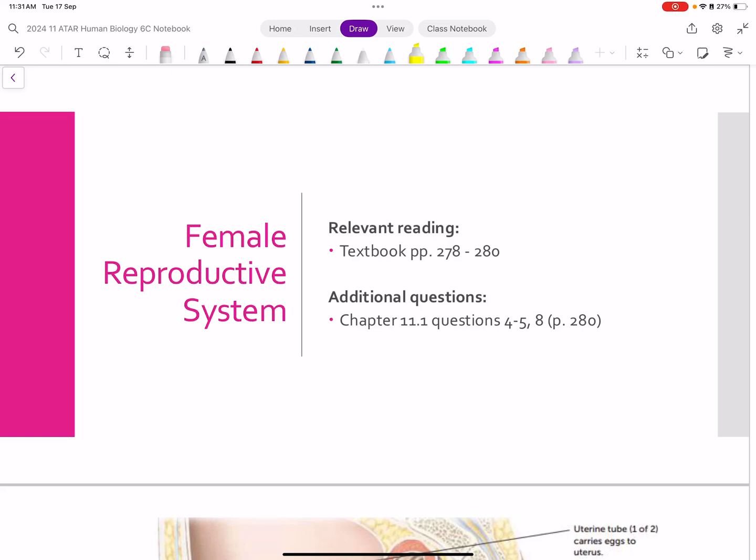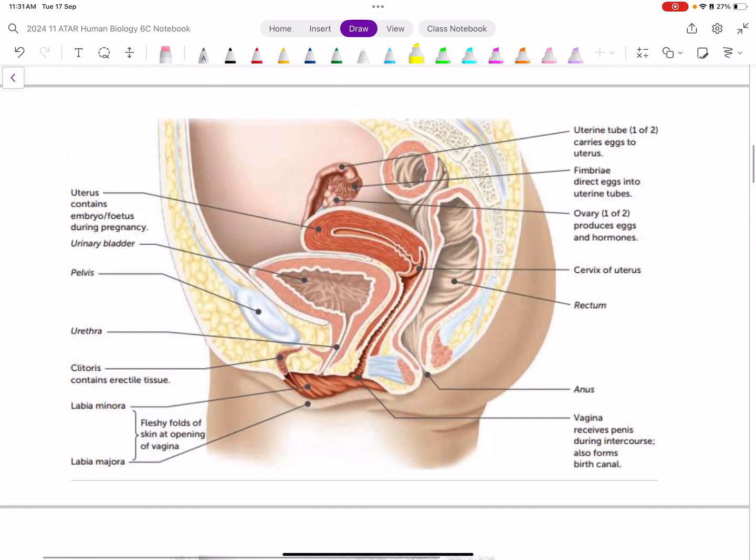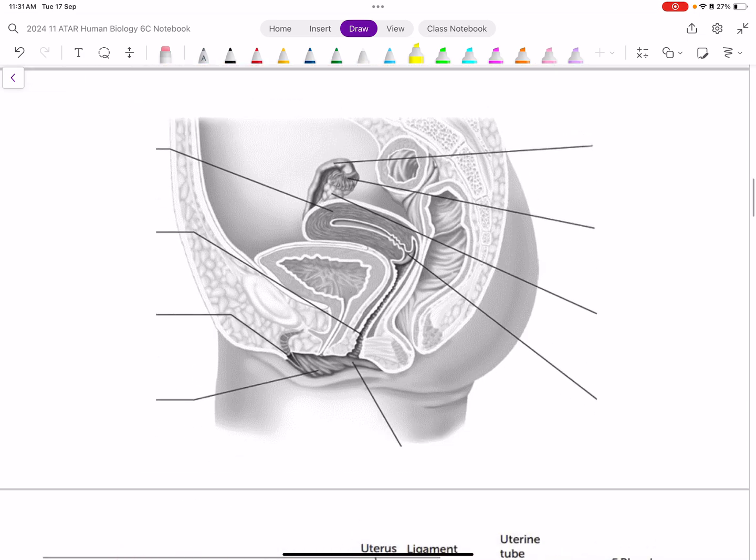Now that we've covered the male reproductive system, we're going to have a look at the female reproductive system before we can move into more cellular structures. So to start off, here's a labeled diagram from the textbook. However, we're going to start by having a look at this blank diagram.